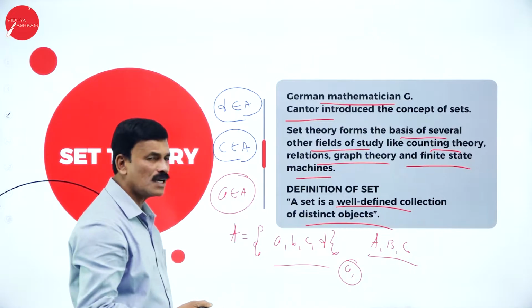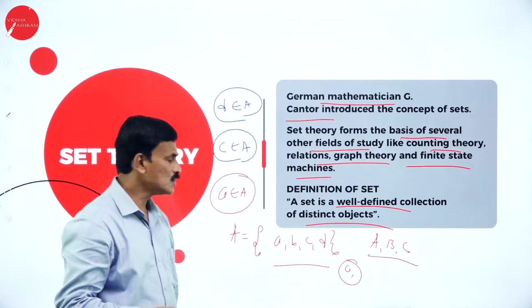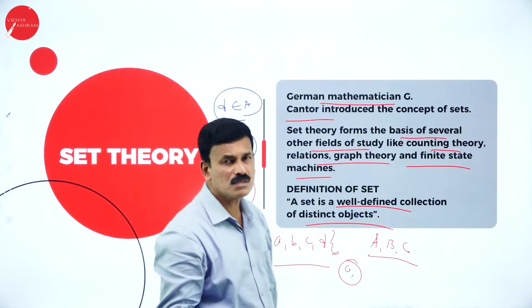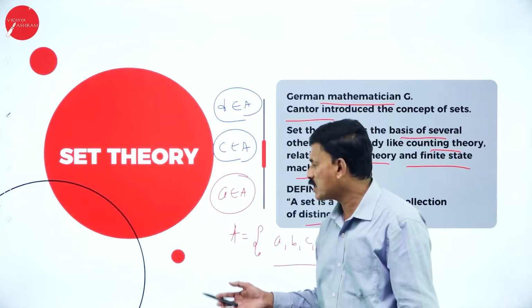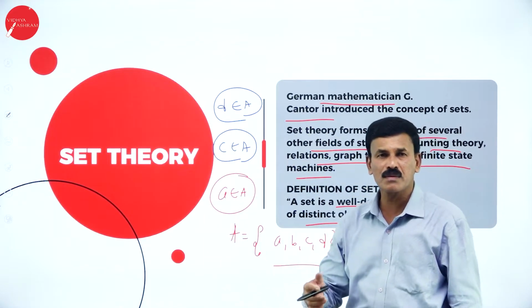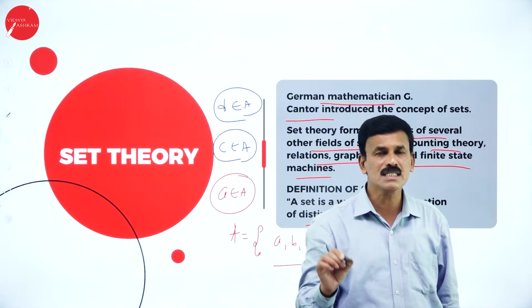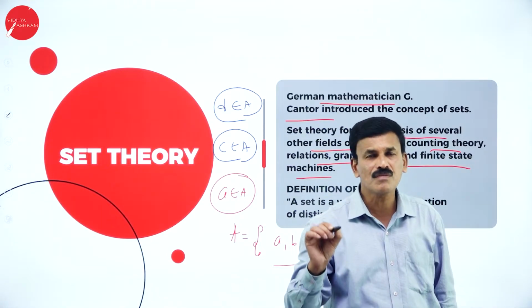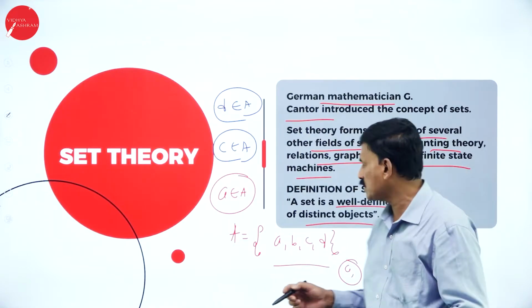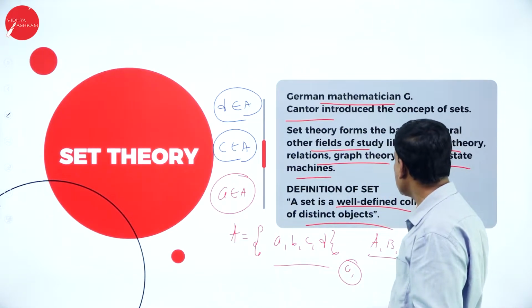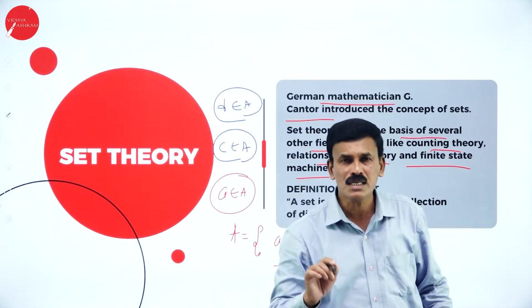They are also called the elements of the set. Small a, small b, small c, small d are the elements of the set, whereas capital A, capital B, capital C will represent a set. So in general, a set is nothing but a collection of well-defined objects. A collection of well-defined distinct objects is called a set.